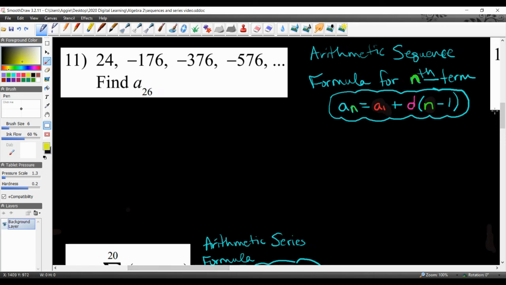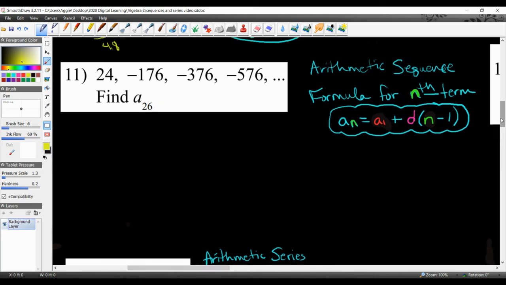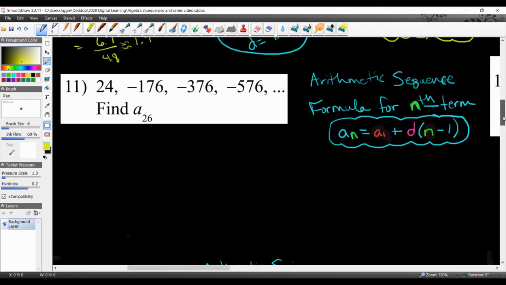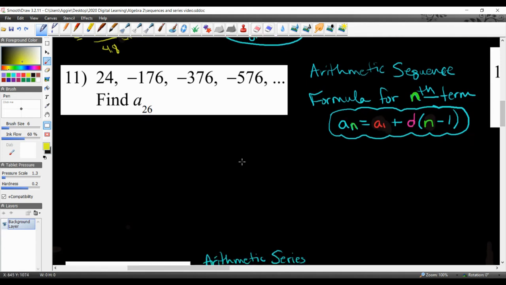But in this one, I'm going to cover how to do arithmetic sequences. Let me try to get that centralized there. I chose number 11 because it has some of the bigger numbers, and I know that's what we tend to not like. So for this one, we're going to use the formula a sub n is equal to a sub 1 plus d times n minus 1.